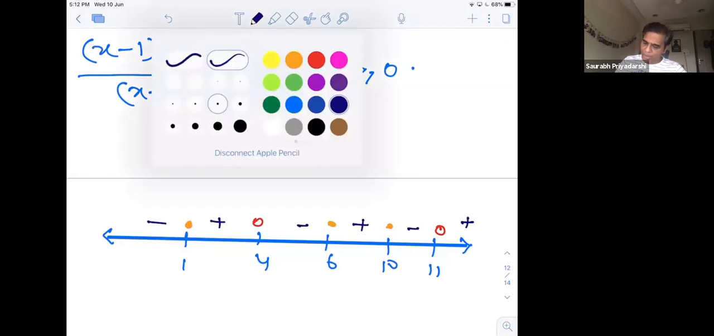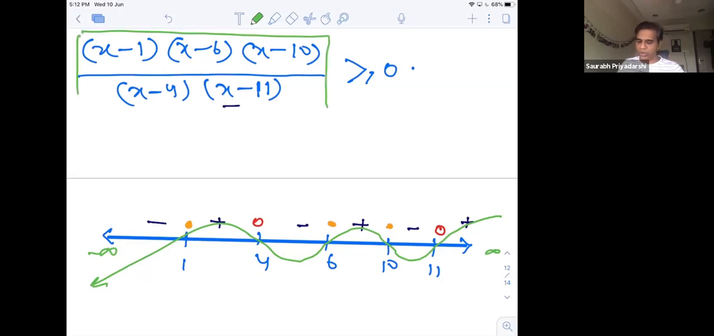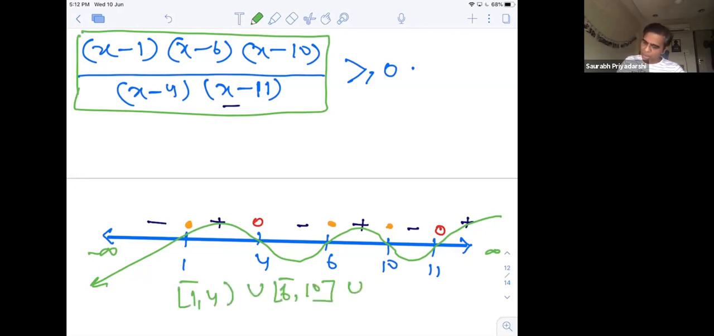Then we have to make the sign scale. It's coming from positive, going to negative, then positive, then negative, positive, then negative, right? Starting from minus infinity and going to infinity. Then look back to the question, what they required. They required this must be greater than equal to 0, means positive. This is 1 to 4, union 6 to 10, union 11 to infinity. Very good, everyone.